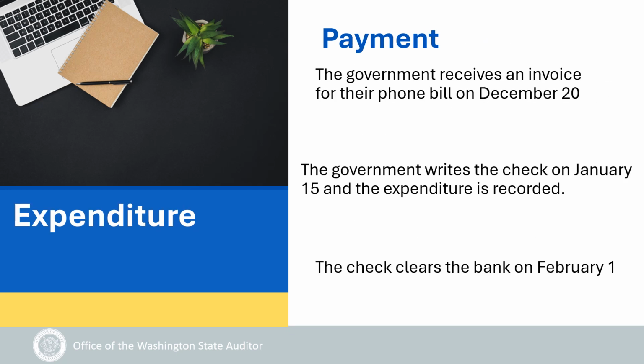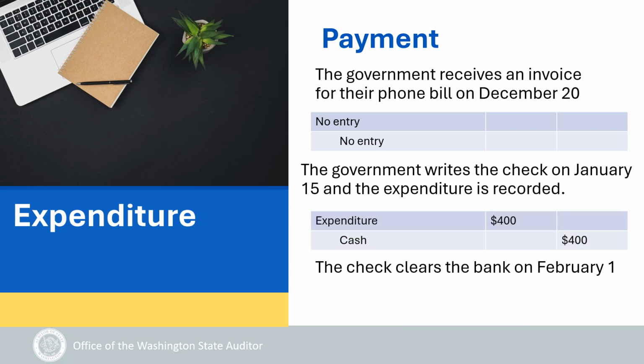Now let's look at the recording of an expenditure. The government receives an invoice for their phone bill on December 20th for coverage in November. At this time, there's no cash leaving the government, and therefore the government doesn't have an entry to enter. Now moving forward, the government writes a check on January 15th. At this time, the government is recording the entry into the general ledger.